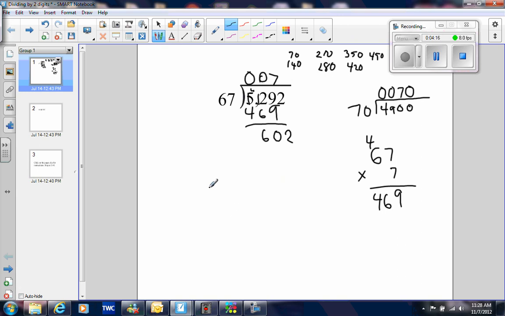Alright, so I could say 560. That would be my next multiple of 70. And then 630. That would be my next multiple of 70. So this would be 8. And this would be 9. It looks to me like that's a little bit too large. So I'm going to just try an 8. So 67 times 8. I get 656. 48 plus 5 more, 536. So let's give that a try.